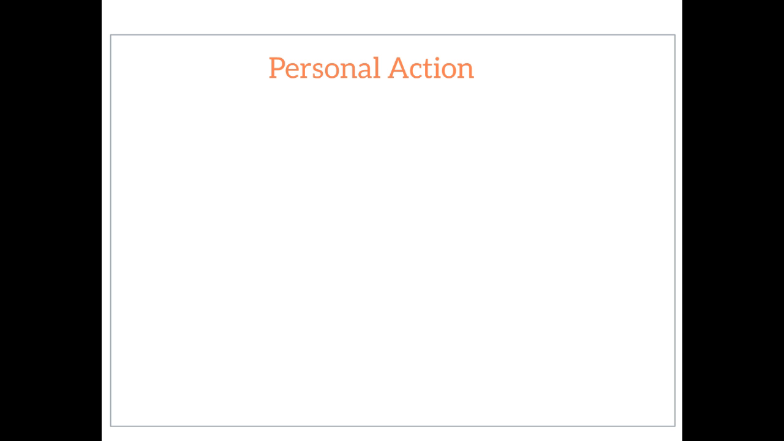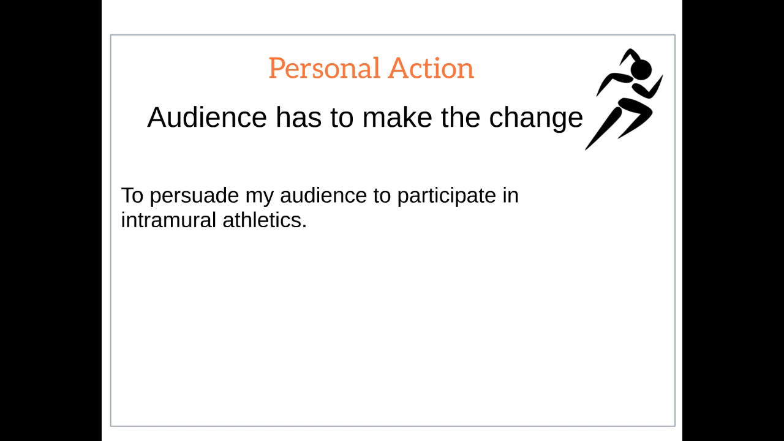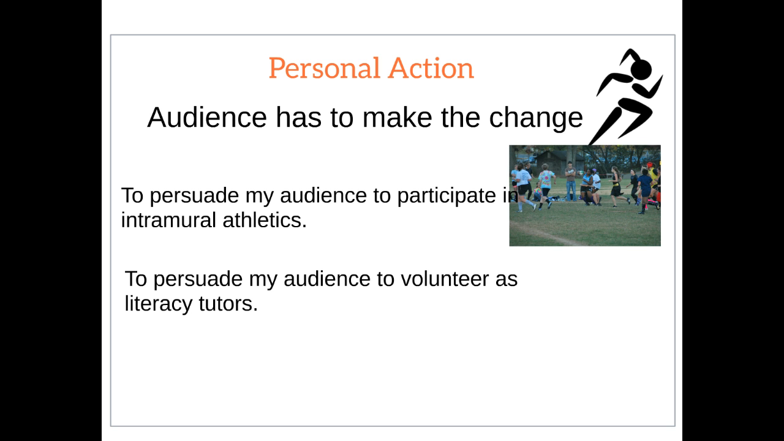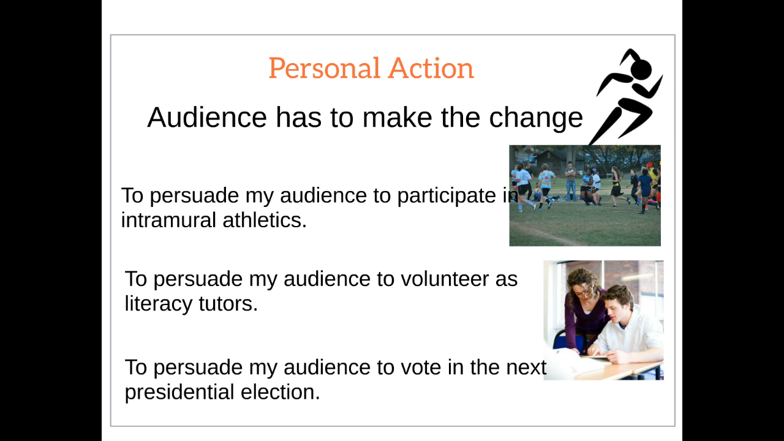Now, the other option is that the audience can do something, and this is called personal action. So the audience has to make a change, right? They actually have to get up and do something. So: to persuade my audience to participate in intramural athletics, to persuade my audience to volunteer as literacy tutors, to persuade my audience to vote. Notice the audience here is the one making the change. So whoever is making the change, whoever is the institution, is going to dictate whether it's passive agreement or personal action.